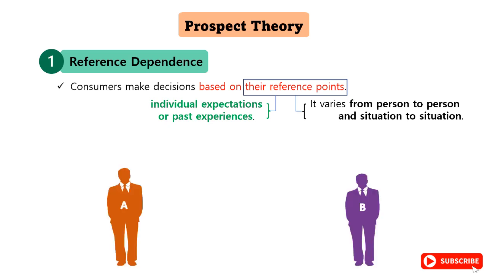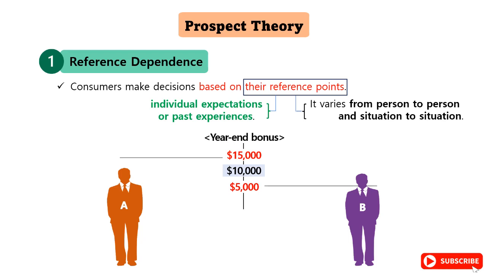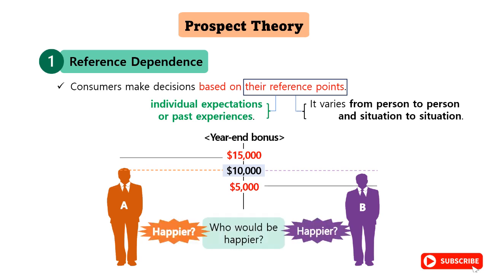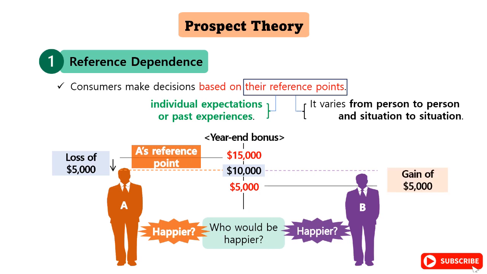Let's take an example. Office workers, A and B, worked hard for a year, so A expected a year-end bonus of $15,000, and B expected $5,000, but, in reality, A and B received the same year-end bonus of $10,000. Who do you think would be happier? A recognizes it as a loss of $5,000 because the reference point was $15,000. And B recognizes it as a gain of $5,000 because the reference point was $5,000, so B is much happier.